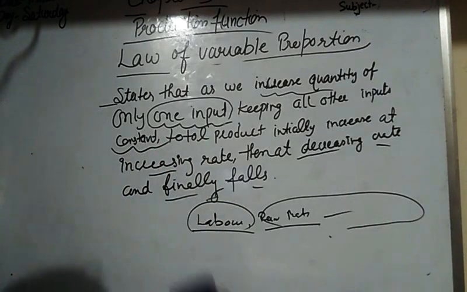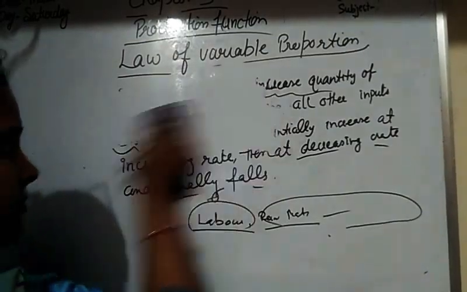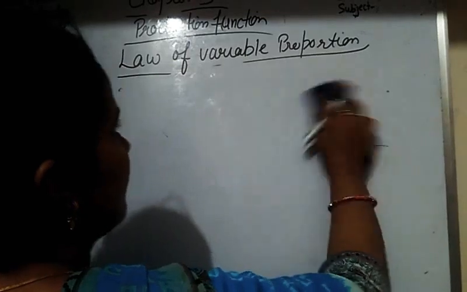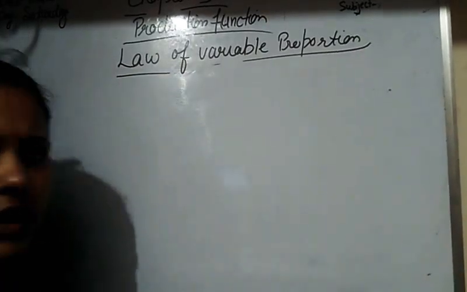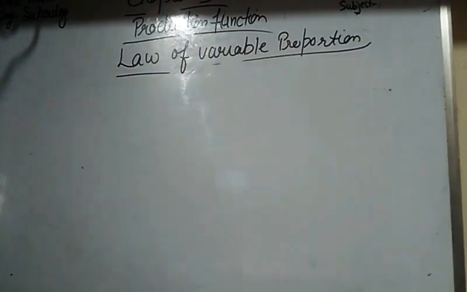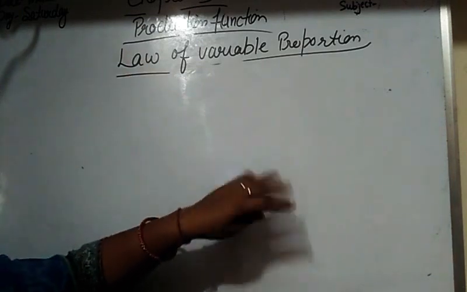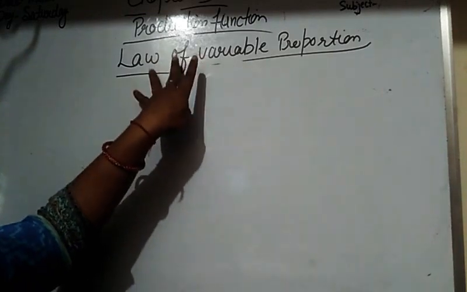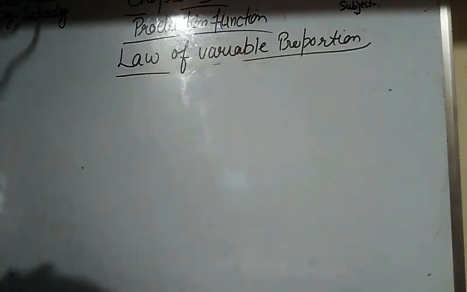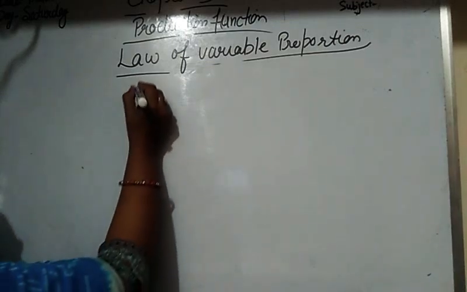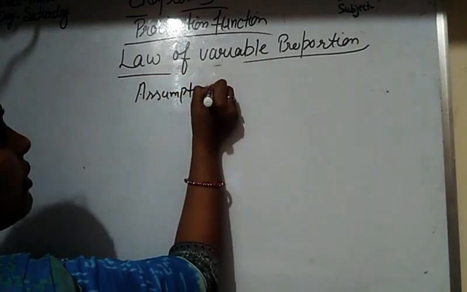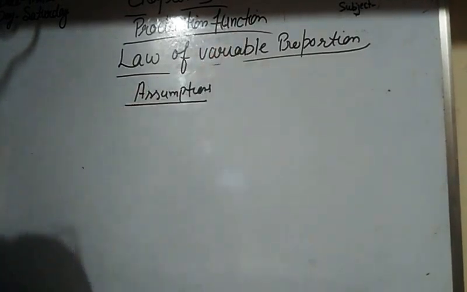After that, students, some assumptions. As we did earlier, whenever we understand any law, first of all we have to make some assumptions. The situation must be according to these assumptions, and only then is the law applied. So we are also doing the assumptions of the law of variable proportion. What are the things which have to be assumed while we understand the law?